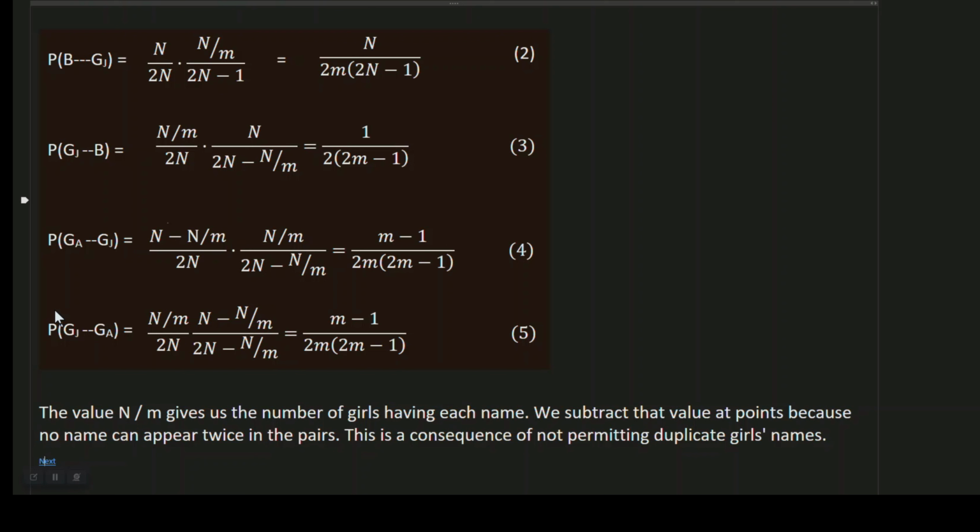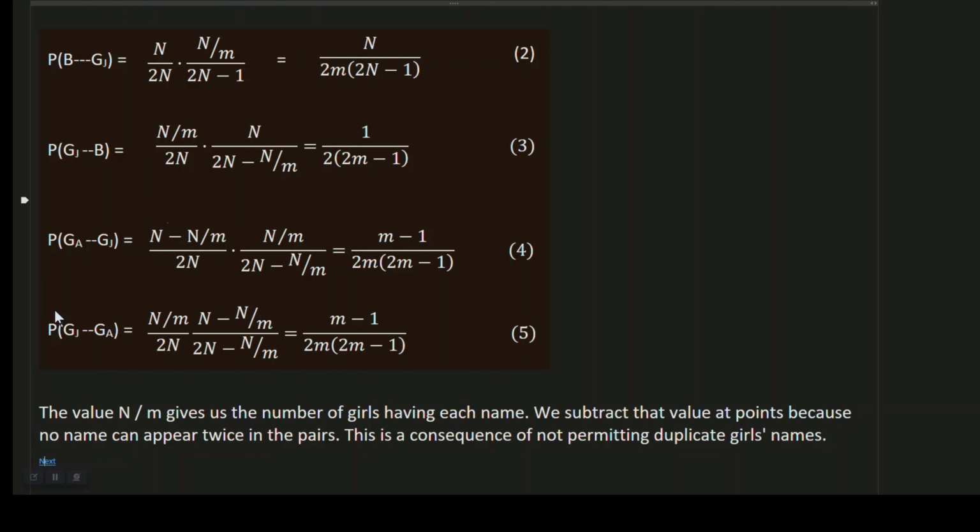All right, selecting the other way, Julie first and then the boy, G sub j B, you end up with the probability 1 over the quantity 2 times the quantity 2m minus 1. Notice it's not the same as the one we just did. That's because we're doing it without replacement. On the other hand, if you look at the probability of G sub a, G sub j, you will see that the probability is the quantity m minus 1 divided by the quantity 2m times the quantity 2m minus 1. And you will see that if you do it the other way, probability of G sub j, G sub a, you'll get the same probability.